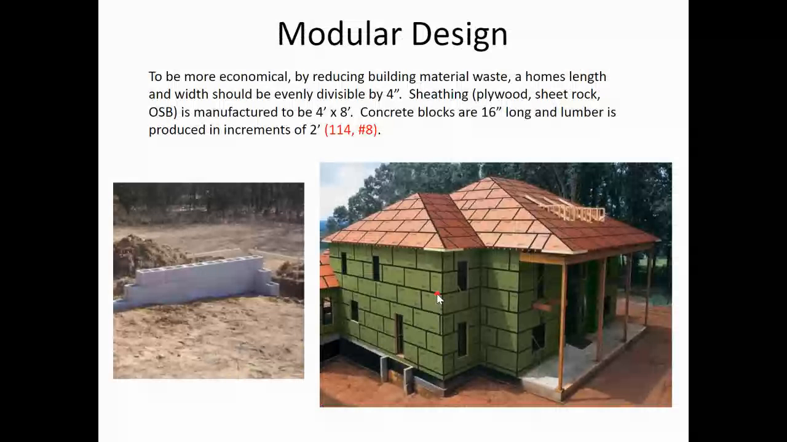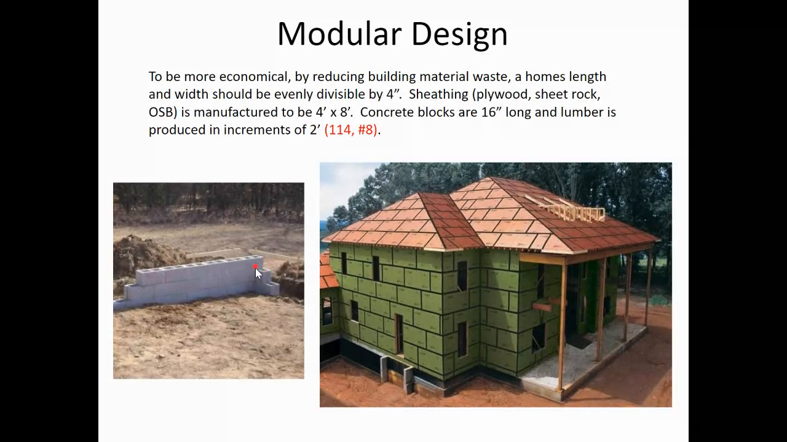Before we get there, I'm going to say that residential houses, structures, right? The overall length and width of the house is usually evenly divisible by 4 inches. And so this is what we call modular design. And if we use modular design, you'll see that we'll waste a lot less material. We won't have to cut. In this situation here, we have concrete blocks, right? The blocks are 16 inches long. And if it's evenly divisible by 4, it works out that we don't need to cut a block in half.